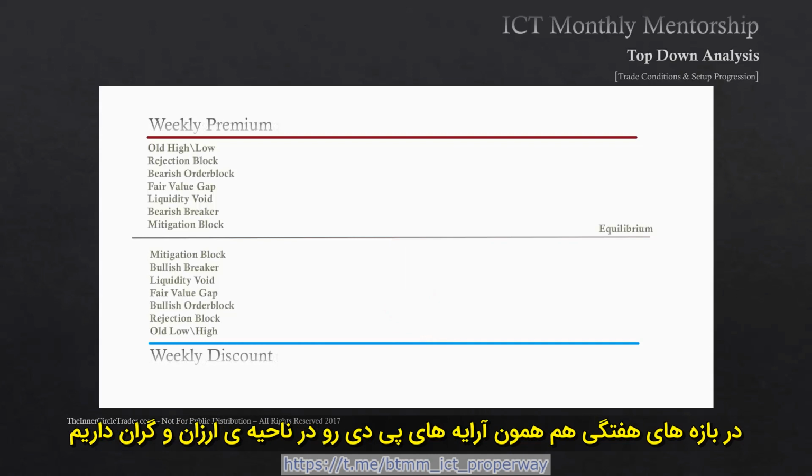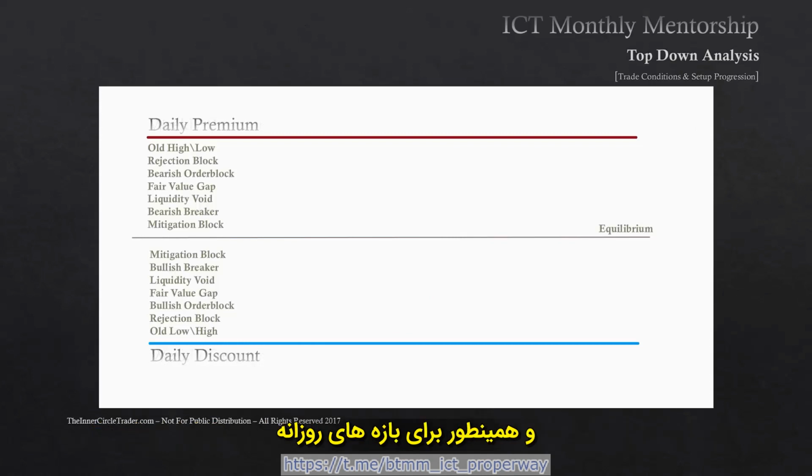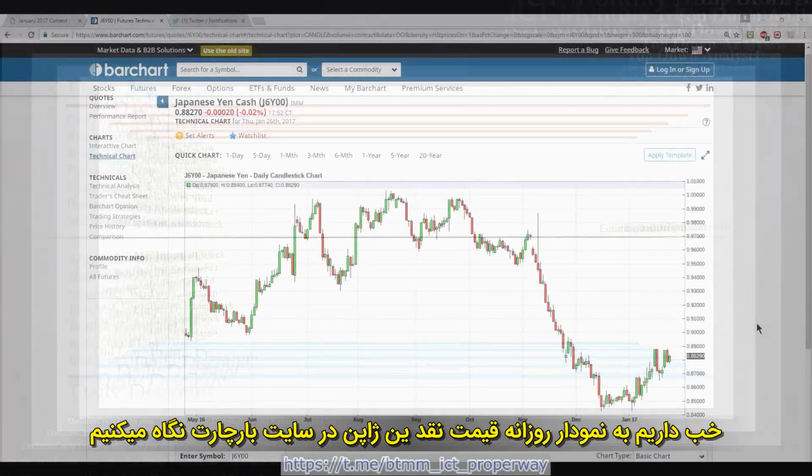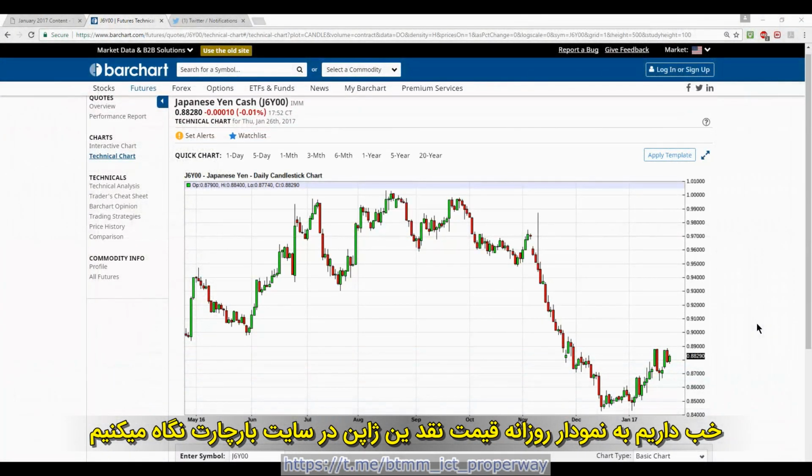Weekly ranges, just as a complete approach or overview, all of the same PD arrays for premium and discount are the same, and the same as said for the daily chart. So we're going to go over to the charts now and look at the Japanese yen cash price. Okay, we're looking at the daily of a cash price for Japanese yen.